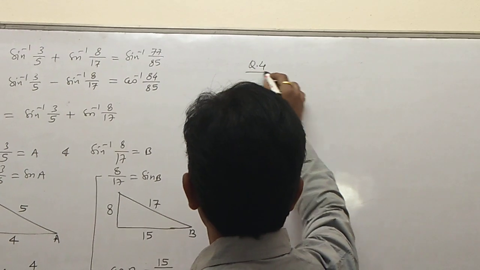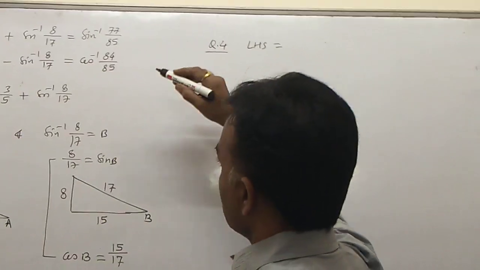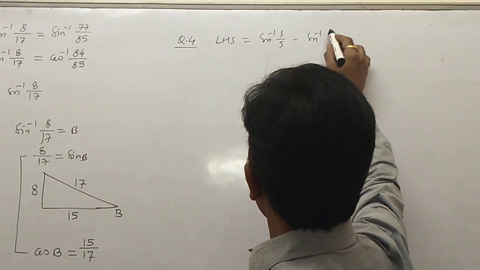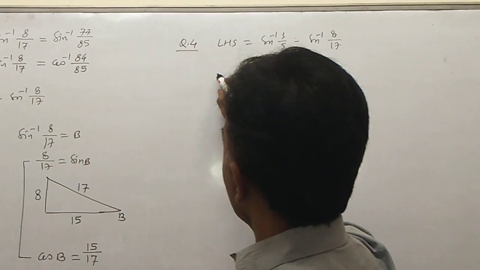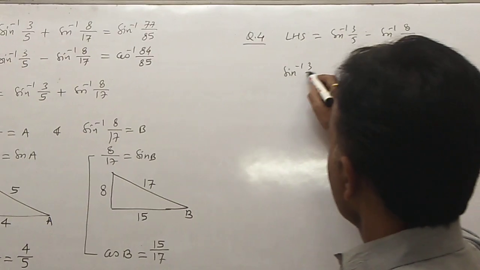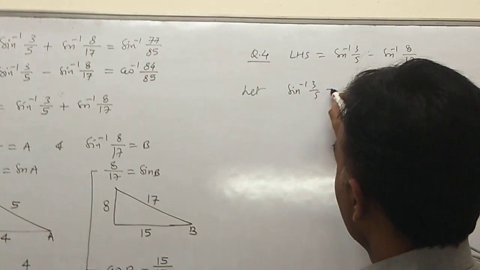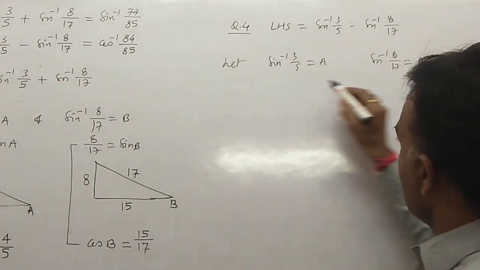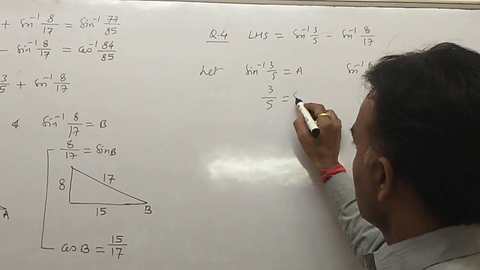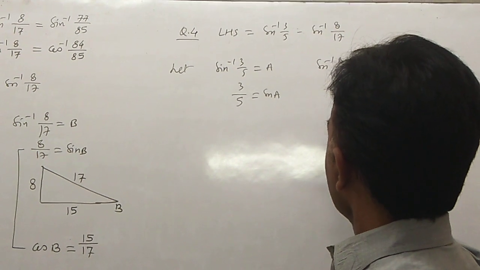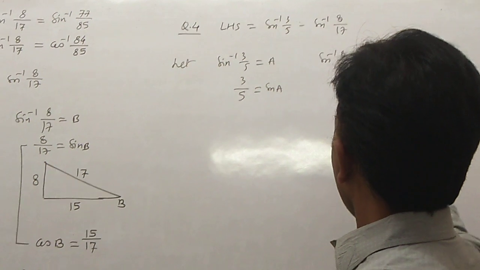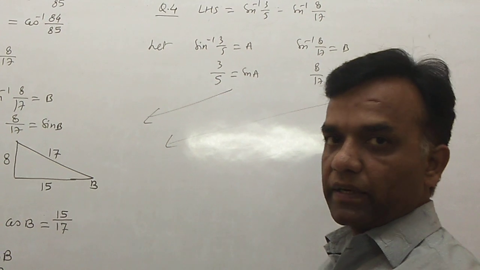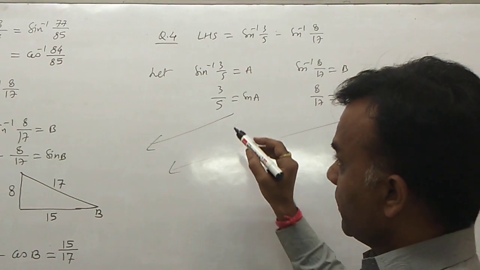In question 4, on the left hand side we have sin inverse 3 by 5 minus sin inverse of 8 by 17. Again you assume the same concept: sin inverse of 3 by 5 is equal to A, and sin inverse 8 by 17 is B. So sin A is 3 by 5, and sin B is 8 by 17. You have the same formula, so there is no need to draw the triangle, but one thing is different here.